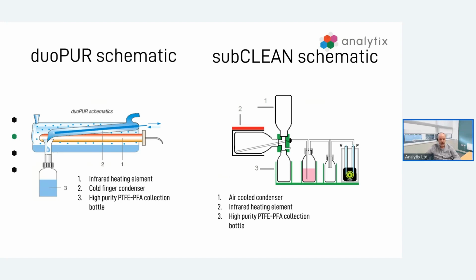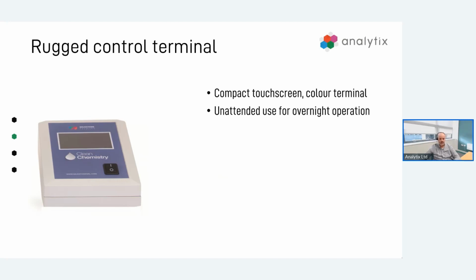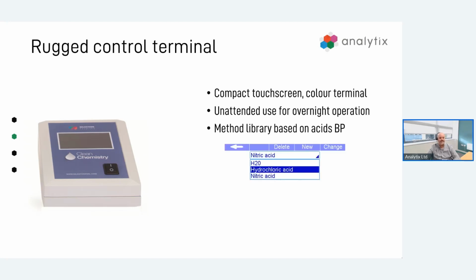Now, both of these platforms come with the same rugged control terminal. So this is a compact touchscreen color terminal. It's designed to be used overnight, so unattended use. So the programs that are stored within here have been designed such that as soon as they are finished, they will turn off and cool down.